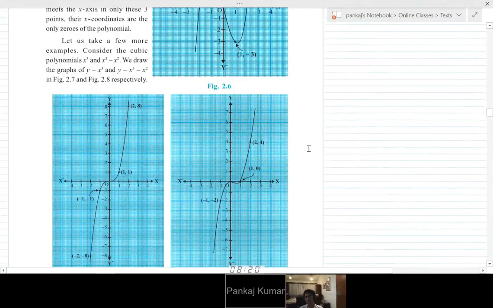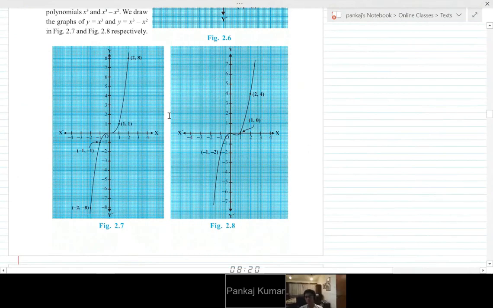Now two more graphs for this. The first one is for x cube, and this is for x cube minus x square. So how many points in figure 2.7? How many zeros?